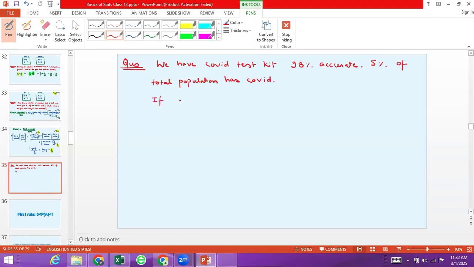If one person is selected at random, and his or her test was positive, what is the probability that the person actually has COVID?